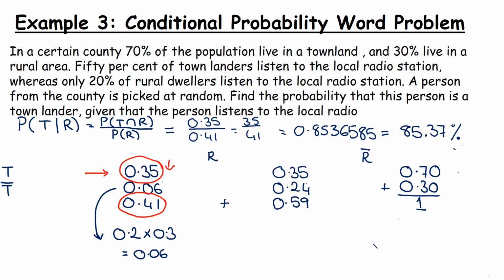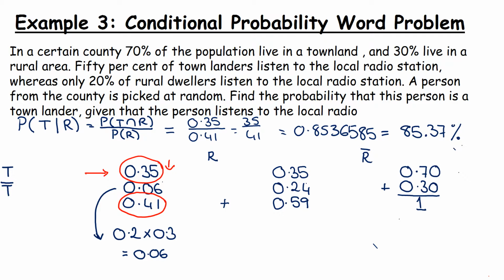So now let's look at a conditional probability word problem. In a certain county, 70% of the population live in a townland and 30% live in a rural area. 50% of townlanders listen to the local radio station, whereas only 20% of rural dwellers listen to the local radio station. A person from the county is picked at random. Find the probability that this person is a townlander, given that the person listens to local radio.